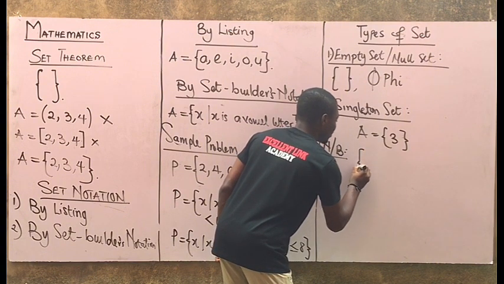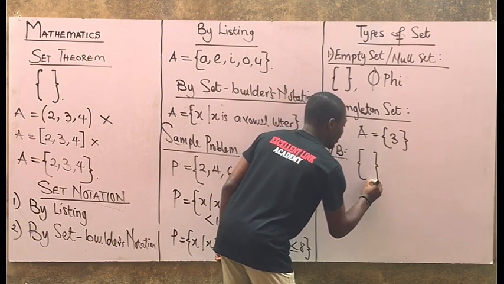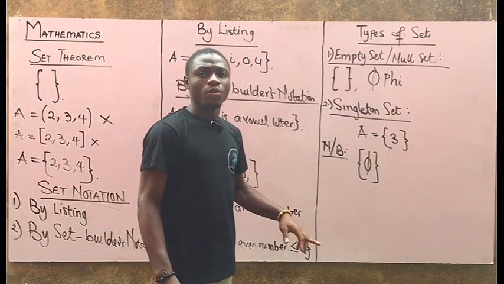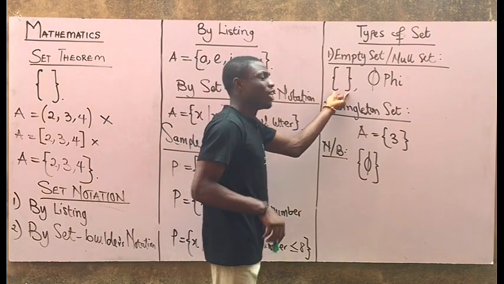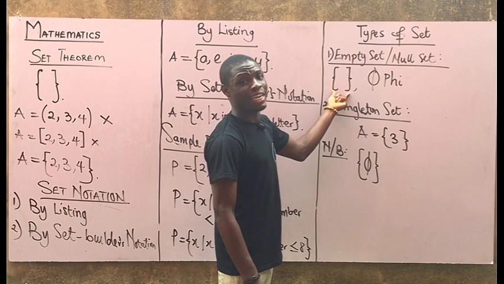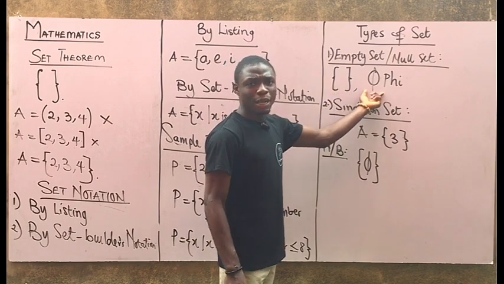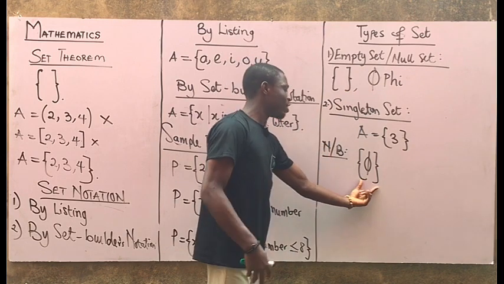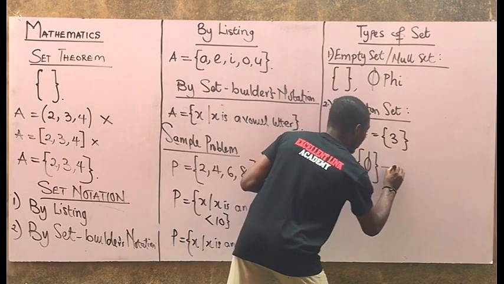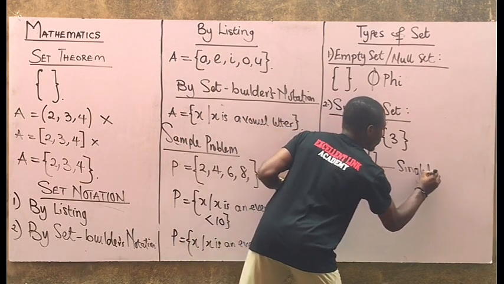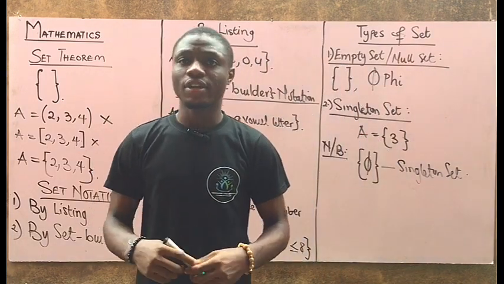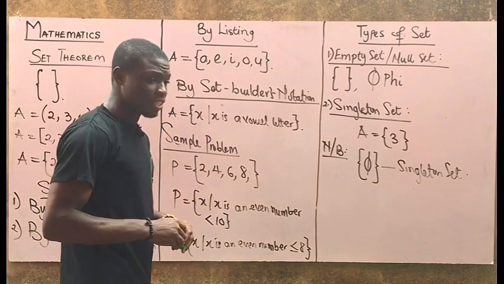Note that an empty set encased by a phi. Look up. What will you call this? We said an empty set alone is what? Curly brackets alone is what? An empty set. Phi alone, an empty set. But if they are combined in this case, what do you call this? You call this a singleton set. Please call it a singleton set. Right? So that's the second type of set that we have.